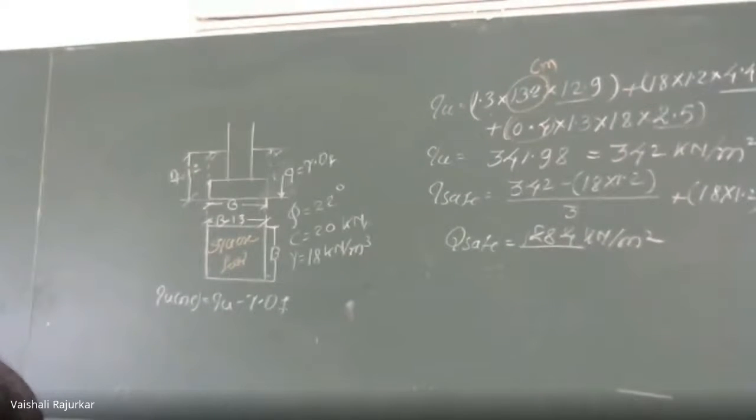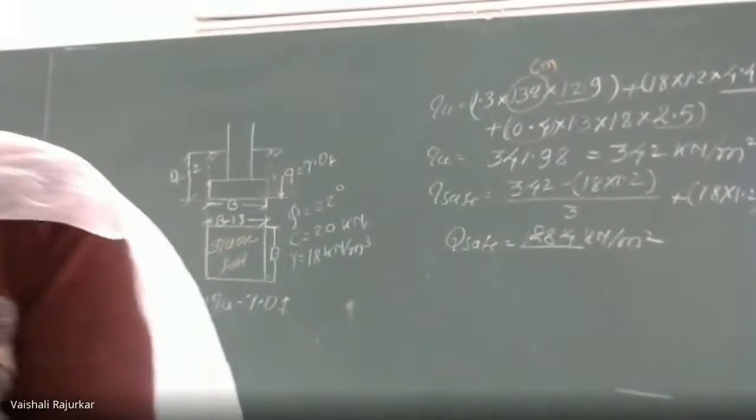As phi is given as 37 degree, which is more than 36 degree, it is the case of general shear failure, so no need to modify the values of c and phi, right? And instead of a square footing, the footing is given as a circular footing. So what changes do you have to make in the equation? I'll just write the equation.